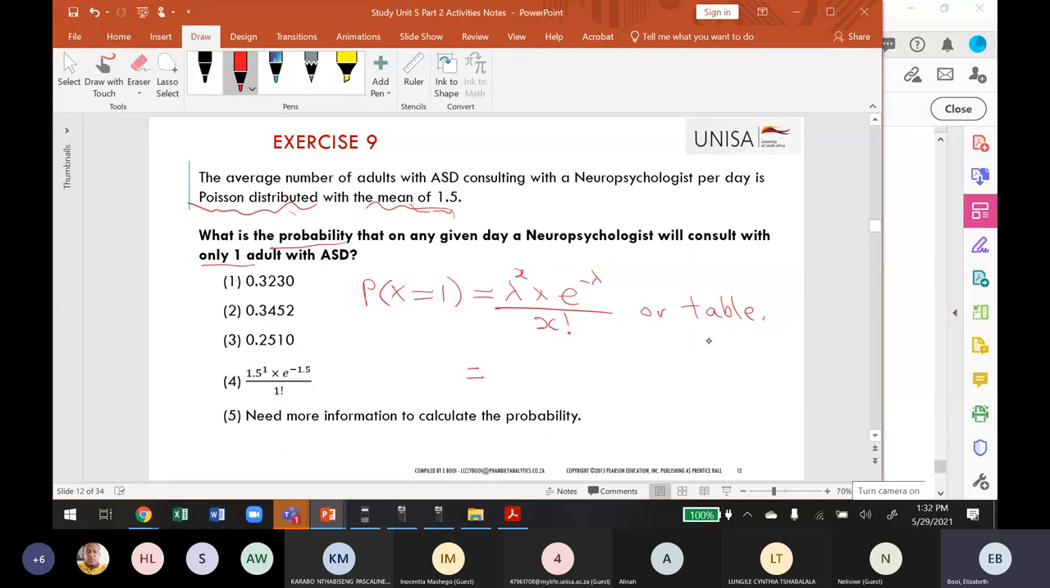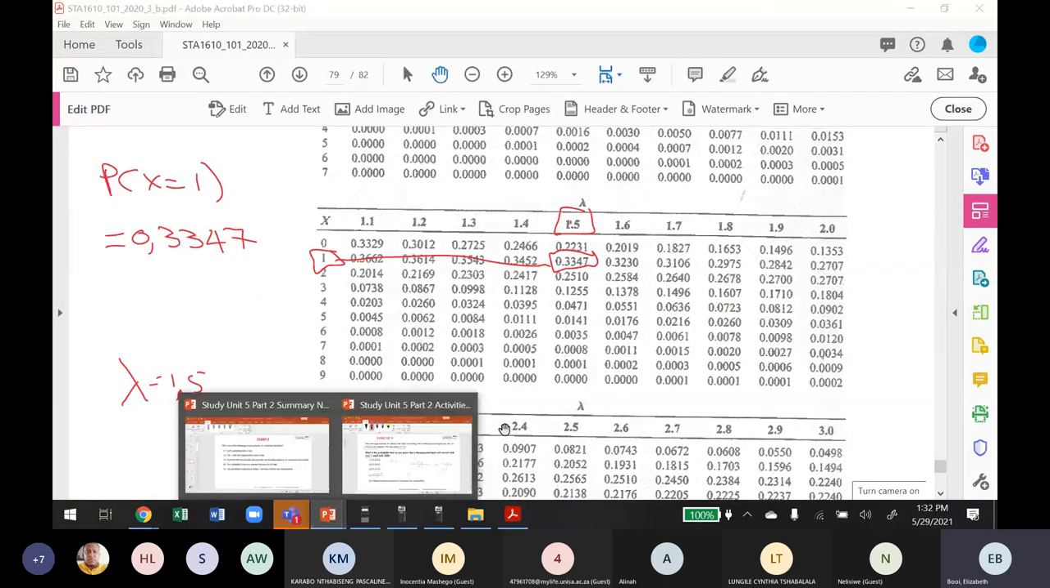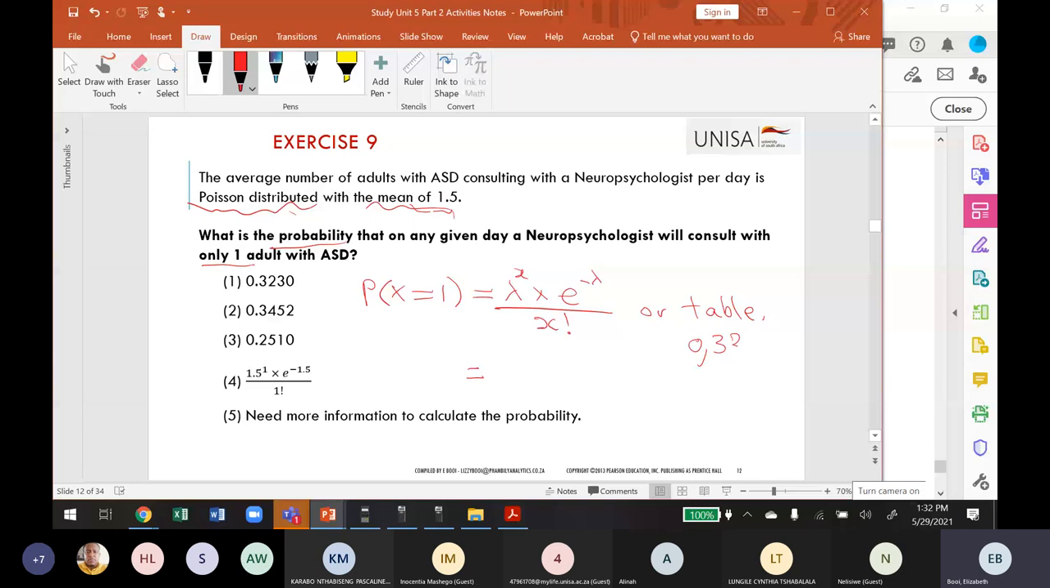Come back to our table. This table value 0.3347 is none of these values there. So we know that that is not the question we're looking for. Need more information to calculate the probability? Not necessarily. Let's see one more option, because we're given the probability. We still have the table to finish.